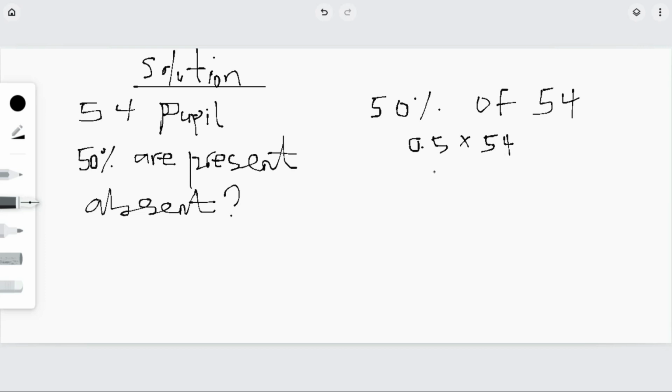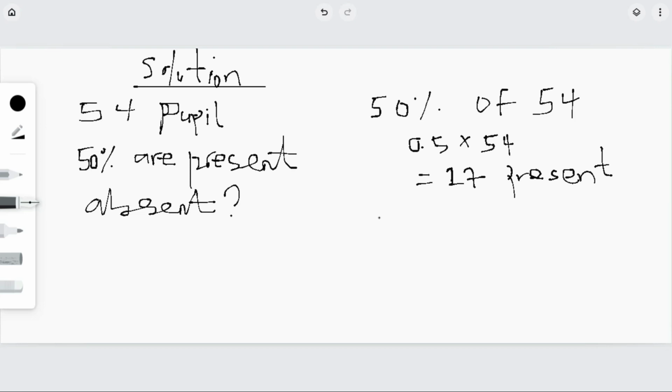So we now want to calculate how many pupils are absent. We take the number of the pupils that are present and subtract it from the number of the pupils we have in the class, and get 27. So we now know that 27 pupils are absent. You just have to put it like this: 27 pupils are absent. So that's how to answer.